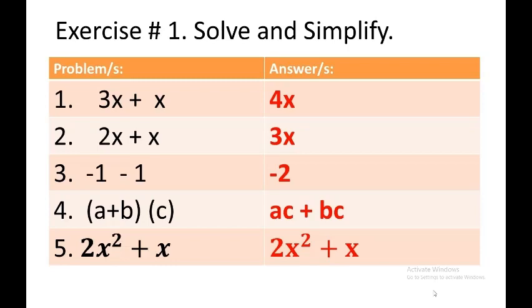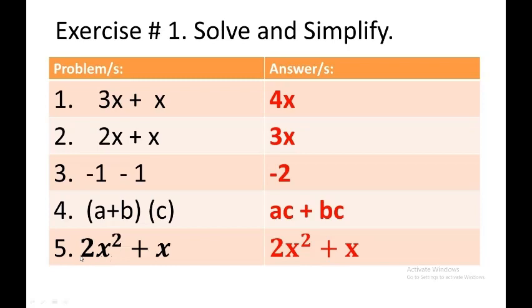For number 4, the sum of a and b multiplied by c, the answer is ac plus bc, or the product of a and c plus the product of b and c. So for number 4, this is the distributive property.